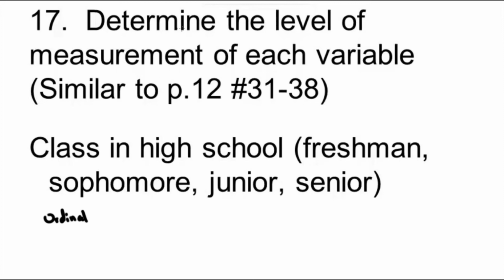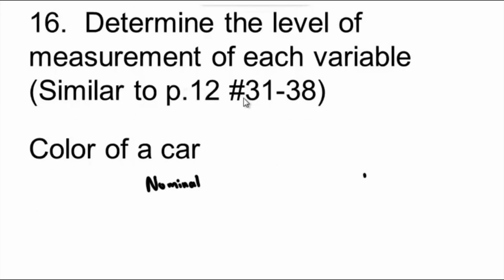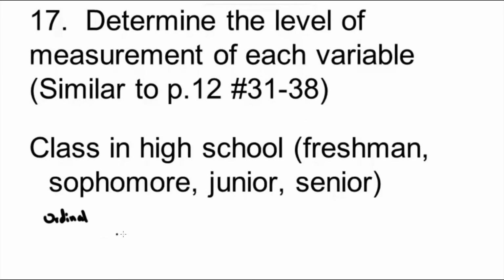And here, determine the level of measurement of each variable. Class in high school: freshman, sophomore, junior, senior. It's ordinal, because ordinal has the properties of nominal, but you can arrange by rank or order. Since we can arrange by rank or order, it's ordinal.